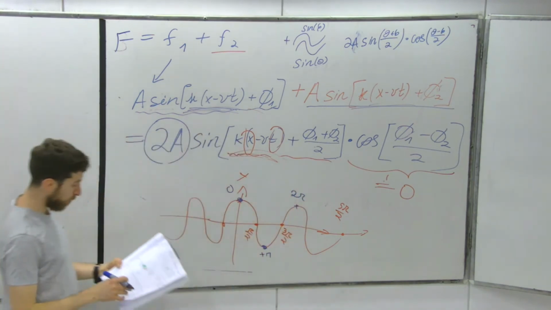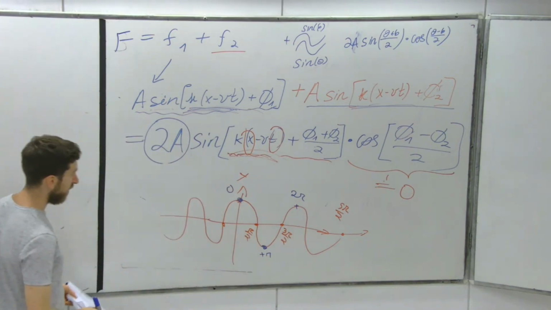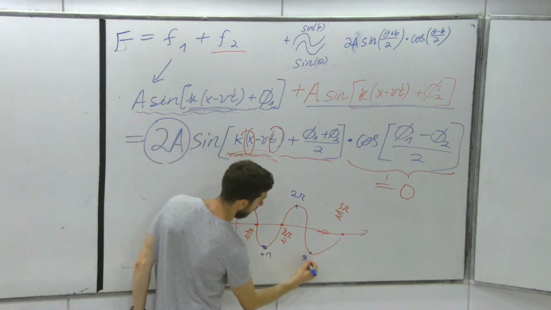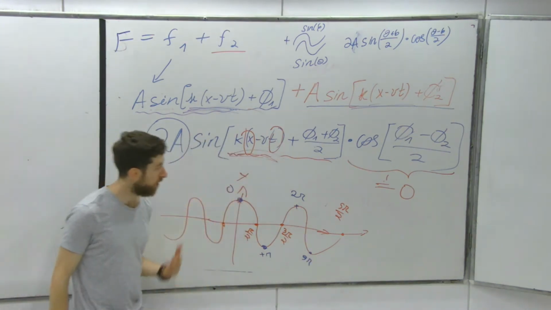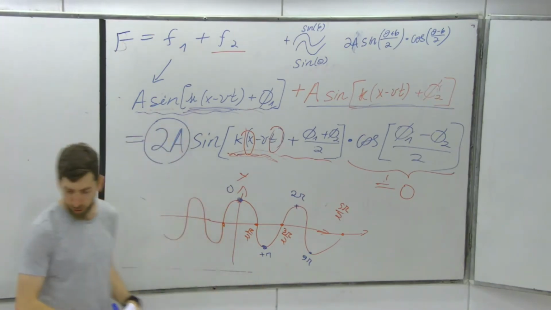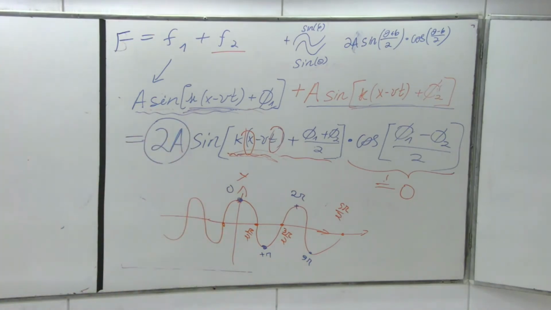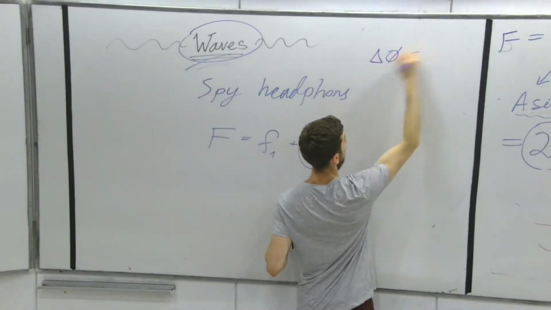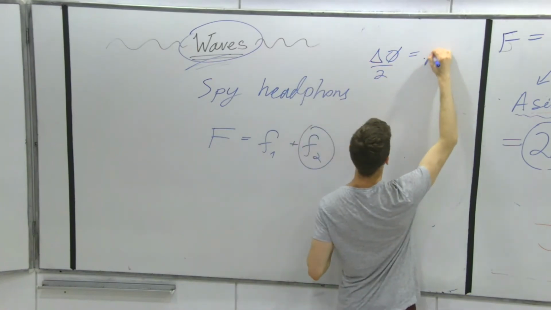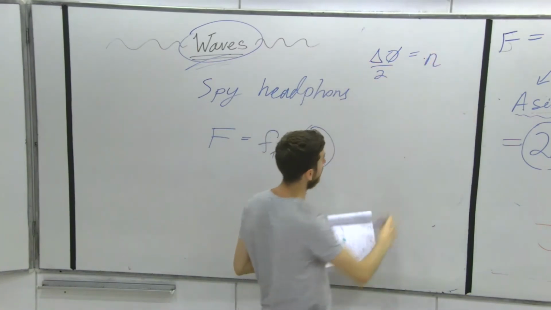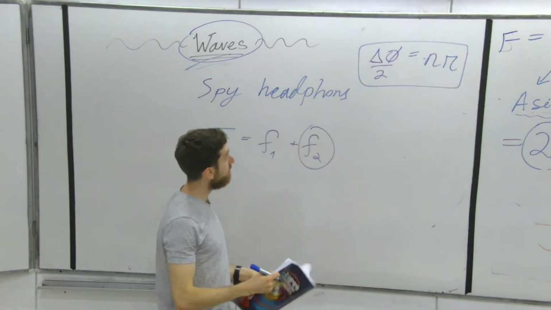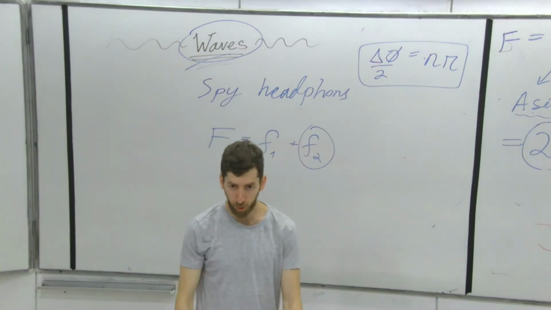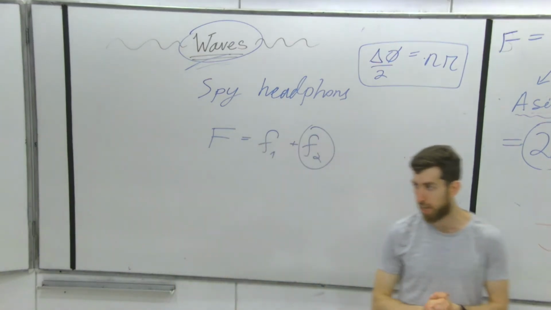Right? So what is the pattern that I see? Here is 3π. So I just need it to be a whole number multiplied by π. Back to this board. The rule we're going to satisfy is that Δφ divided by 2 equals a general n, whatever n I want, multiplied by π. That's it. Okay? So I understand the concept? This was the idea. Okay, perfect.